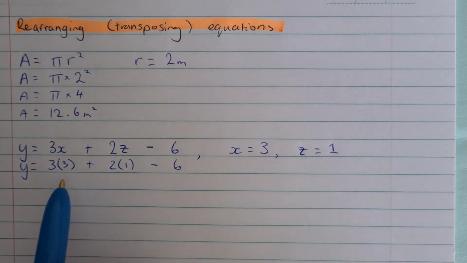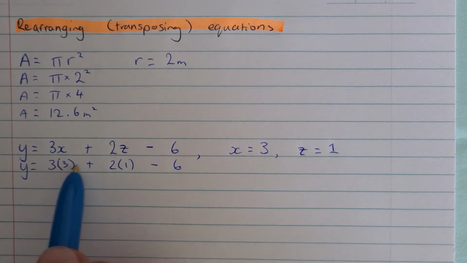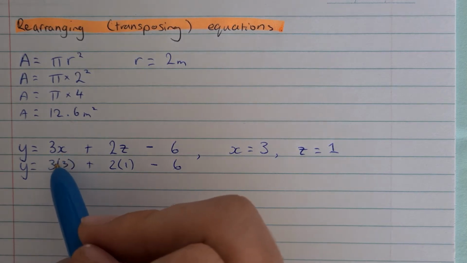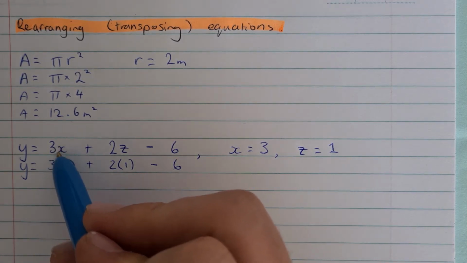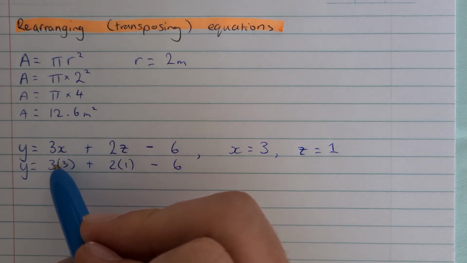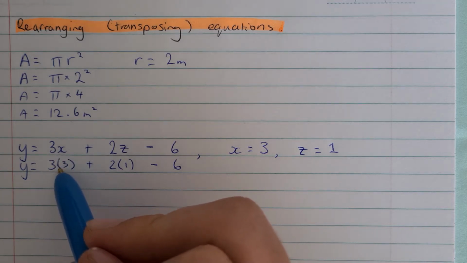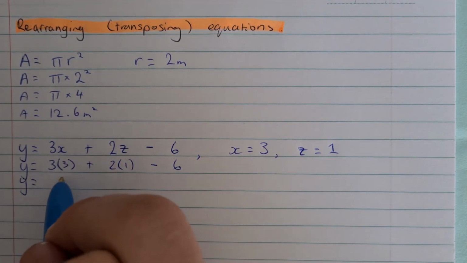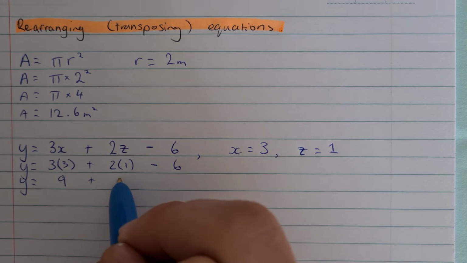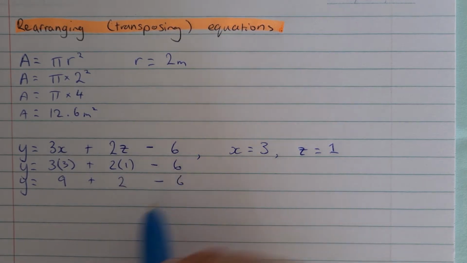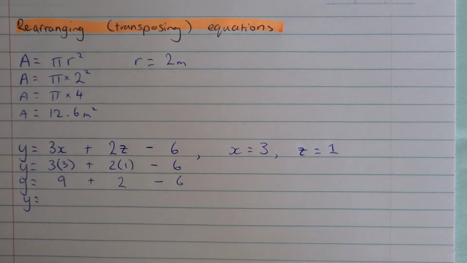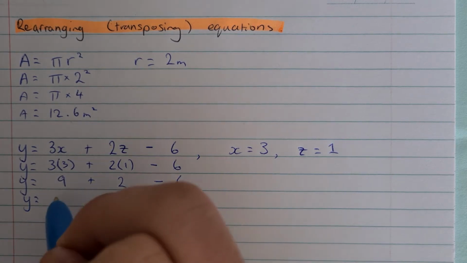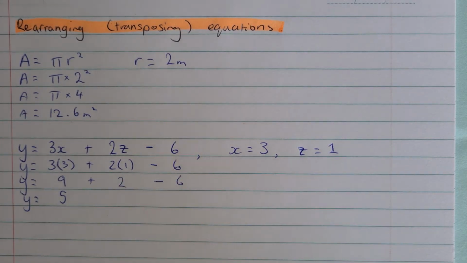So you can see wherever there was the x, I've written 3, and I like to put it in brackets. That shows me that I've just put 3 in for the x place. And often in algebra, just like here, there's a hidden multiply sign because the 3 is on the outside of the brackets. So we know 3 times 3 is 9 plus 2 minus 6, and if I trust myself to do maths in my head, y should be 5.